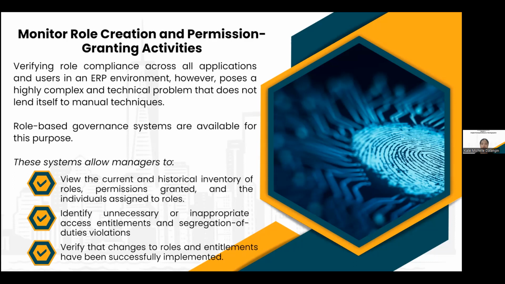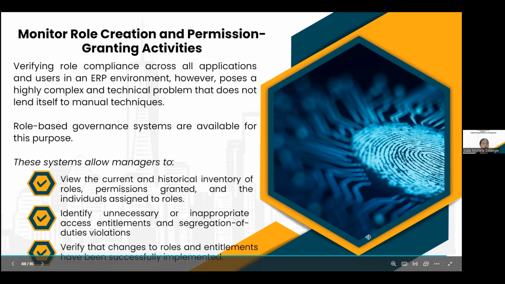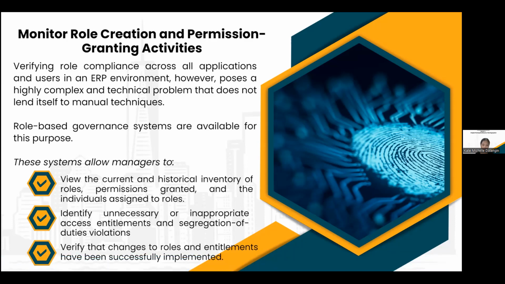These systems allow managers to first view the current and historical inventory of roles, permissions granted, and the individuals assigned to roles. Next, we have to identify unnecessary and inappropriate access entitlements and segregation of duties violations. And lastly, we have to verify that changes to roles and entitlements have been successfully implemented. These systems can continually monitor for risk and issue alerts when violations are detected so that remedial action can be taken. In addition, role-based governance can maintain an audit trail to provide a record of violations and evidence of compliance. Next slide, please.